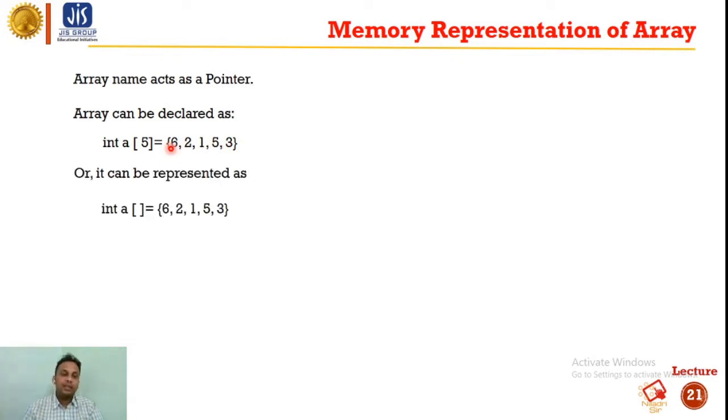Or it can be represented as int a[], with no value inside the brackets, and equals {6, 2, 1, 5, 3}. That means a can store 5 integer values.